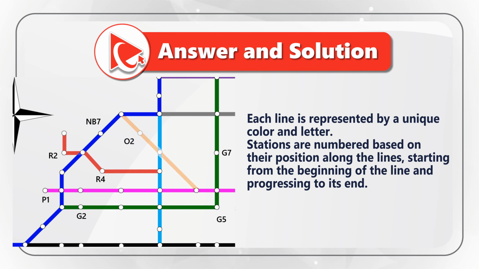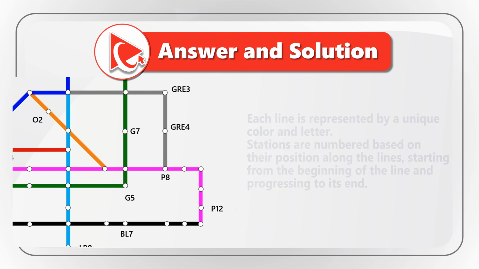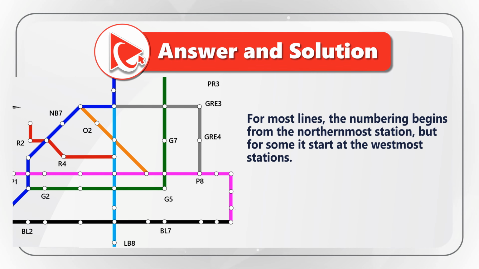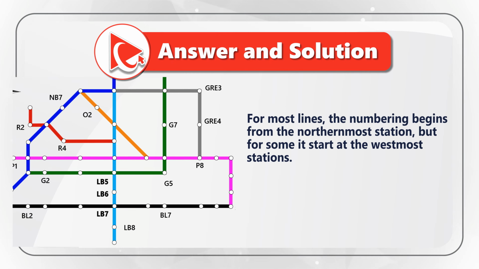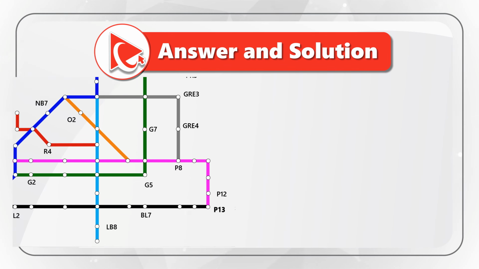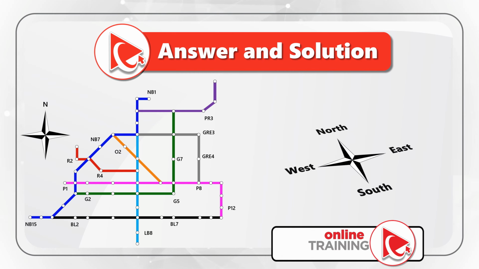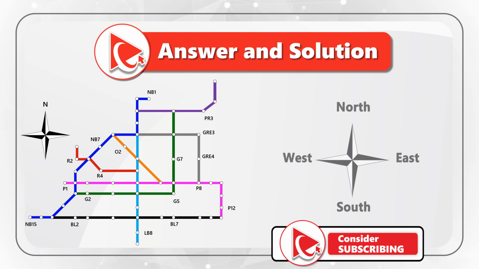Each line on the map is represented by a unique color and letter. Stations are numbered based on their position along the lines, starting from the beginning of the line and progressing to its end. For most lines, the numbering begins from the northmost station, but for some, it starts at the westmost station. We also are presented with the compass, which points north, but we can determine west, east, and south directions based on the direction of the north.